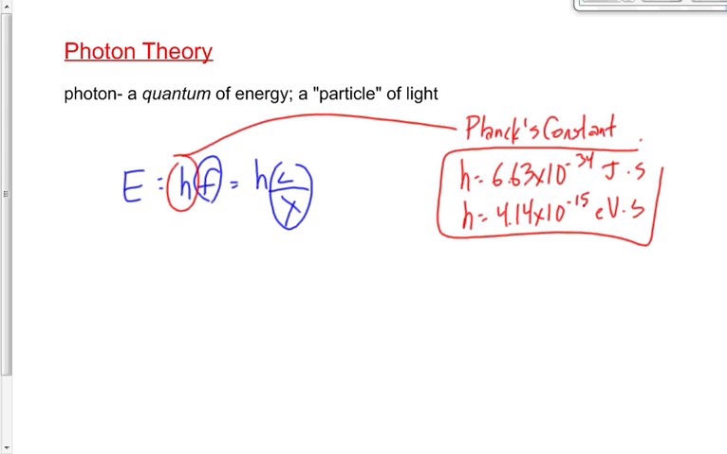Bottom line is this. If you use the first one, you're going to get an answer for energy in joules. If you use the second one, you're going to get an answer for energy in electron volts. If you have a multiple choice question and all four of your answers are in electron volts, you should probably use the second one because that's convenient. If all four of your answers are in joules, probably want to use the first one because that's the most convenient. Got it?